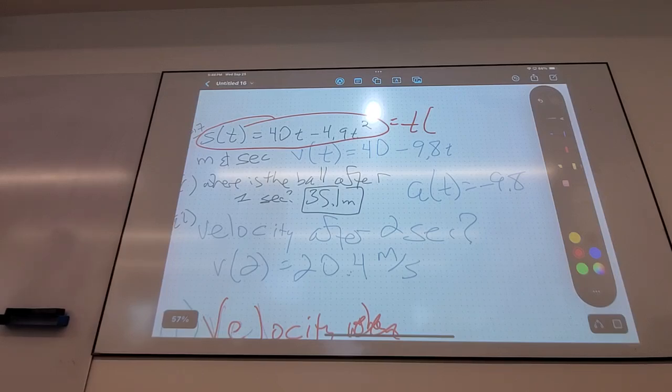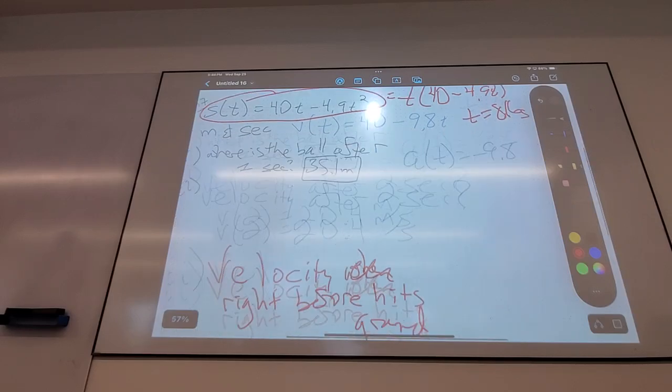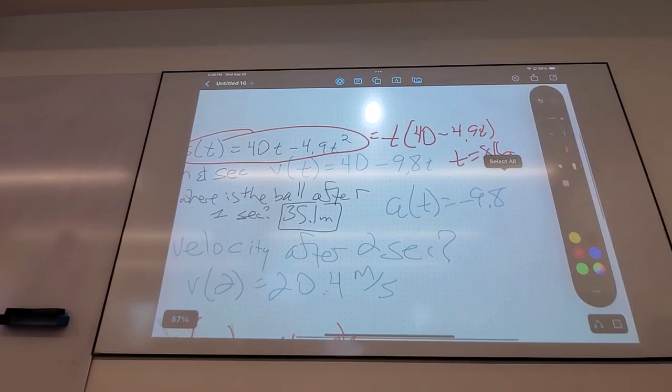So what do you get when you plug it in? Take a t out. 40. If you set that equal to 0 and solve, you'll get 40 divided by 4.9, so about 8.16. And then how would I answer the question I just asked? Plug 8.16 into the velocity function, right? Or the first derivative of the position. You guys with me?